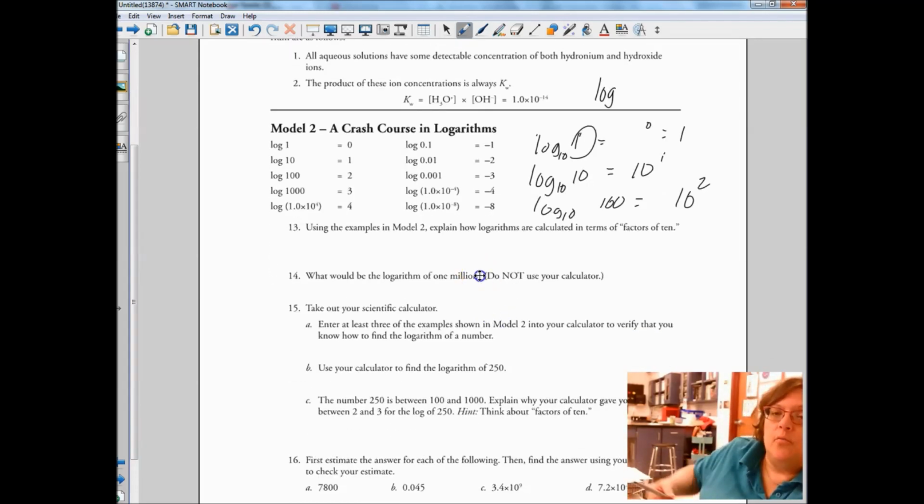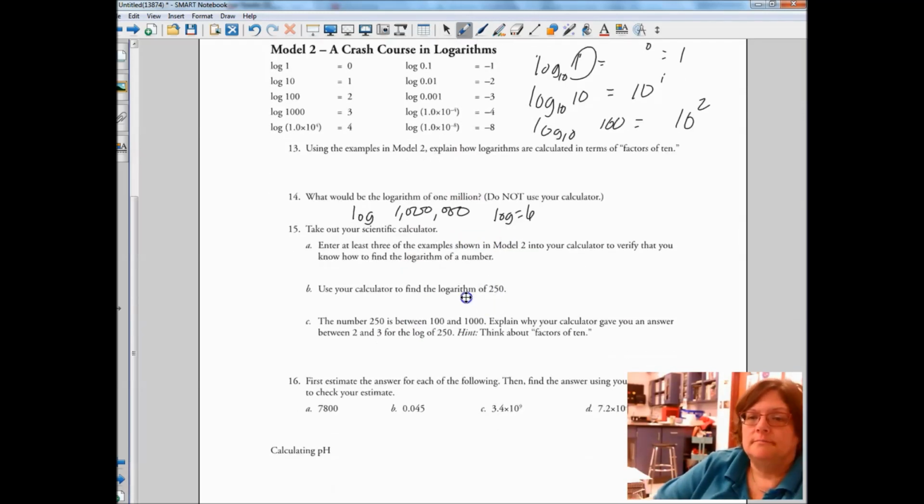What would the logarithm of 1 million be? So if we have log of 1 million, it would be 10 times 10 times 10 times 10 times 10 times 10. It would be log 6. It would equal 6 of a million. All right, examples to verify it. You can do that on your own. Figure it out.